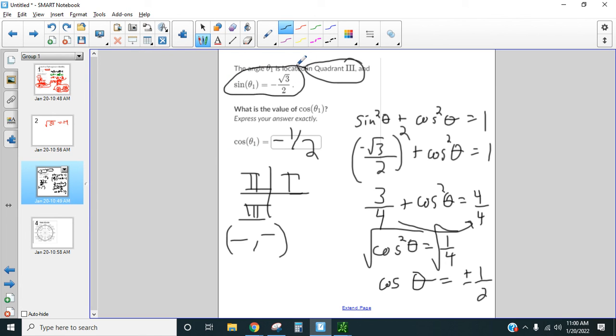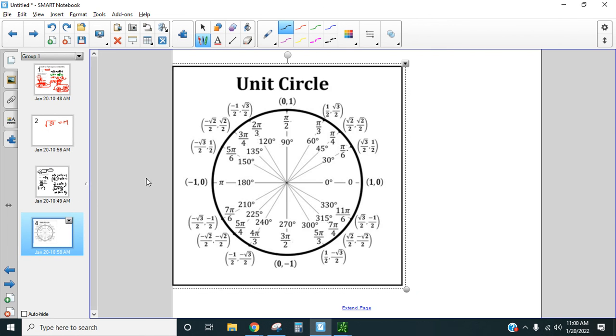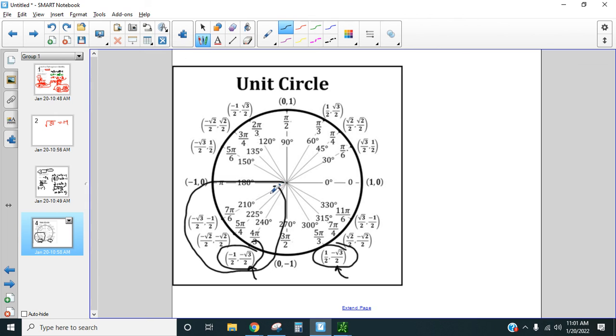Where is the sine equal to -√3/2? It's on the unit circle. Check it out right here. Where's the sine negative square root 3 over 2? There and there. Those are the two locations where the sine, the y-coordinate, right, is negative square root 3 over 2. But it's in the third quadrant, which is here. So that one was actually present already if you familiarize yourself with the unit circle.